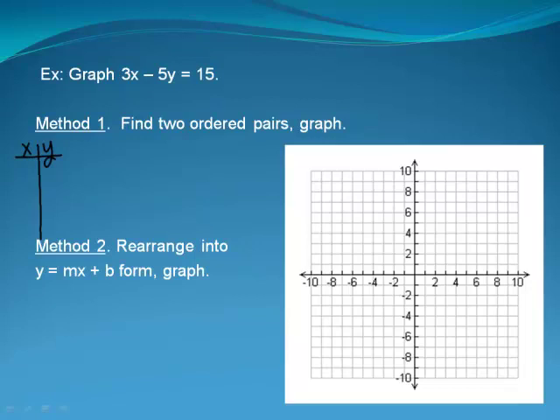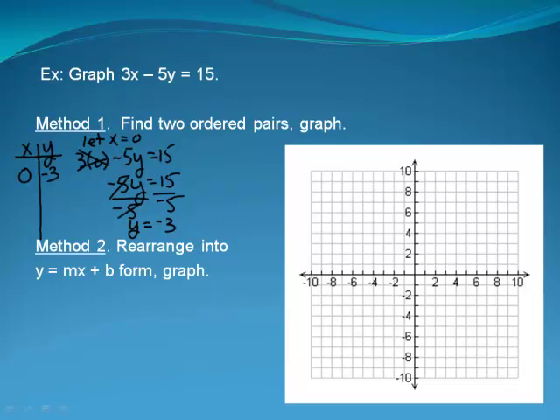So for this equation, I'm going to choose to let x be 0 as my first point. Remember, you can choose any x and solve for y, or choose any y and solve for x. So if x is 0, this equation becomes 3 times 0 minus 5 times y equals 15. 3 times 0 is 0. 0 minus 5y is just minus 5y equals 15. Divide both sides by negative 5, and we find that our first point is y equals negative 3 when x is 0.